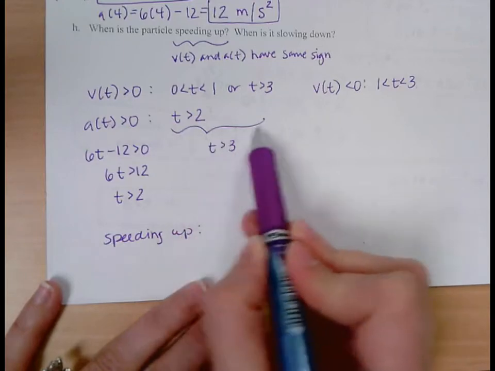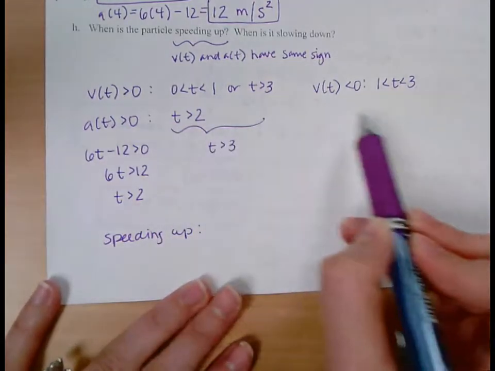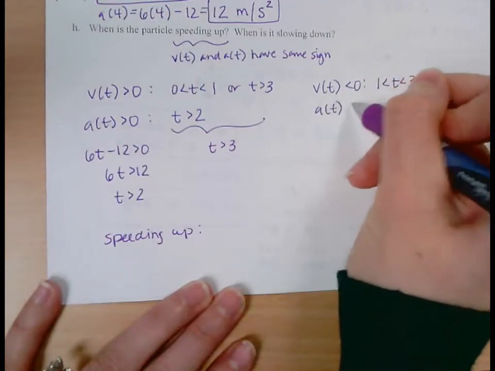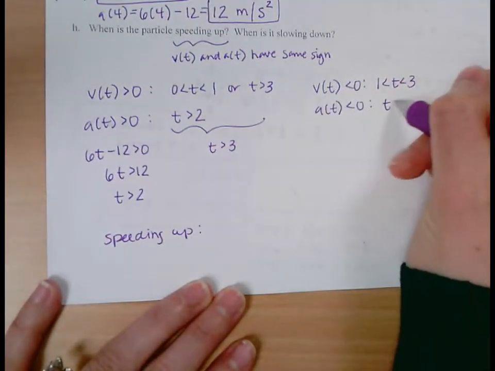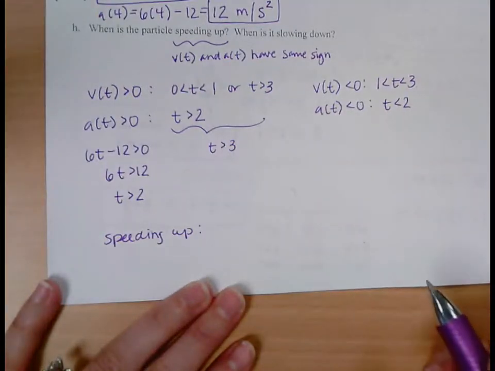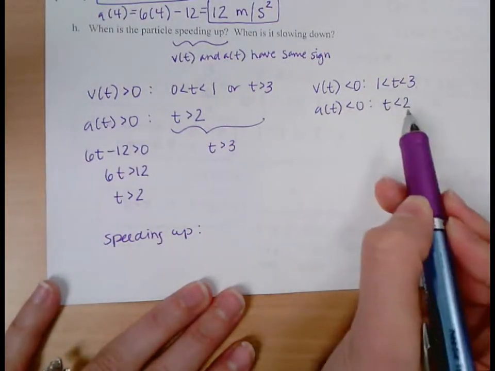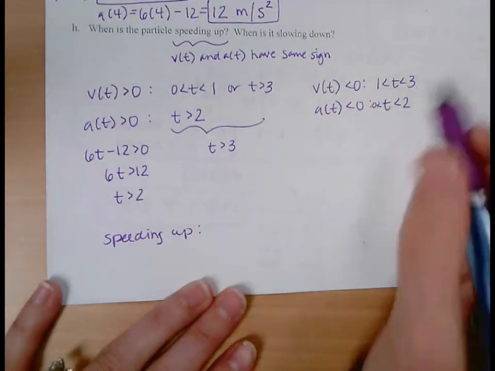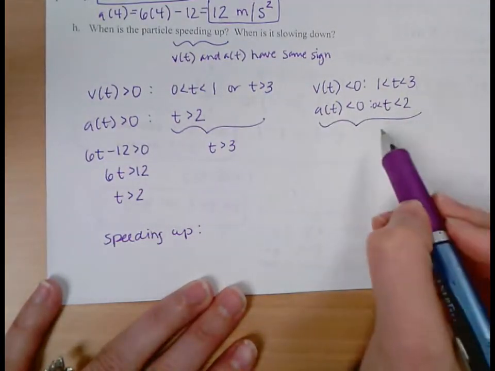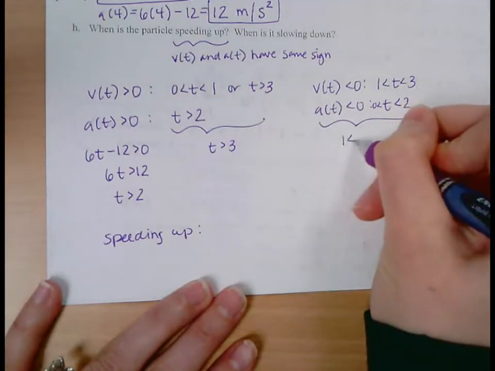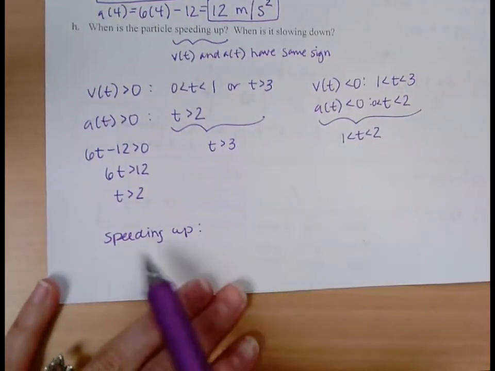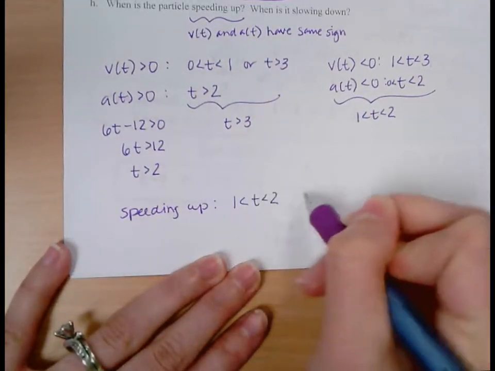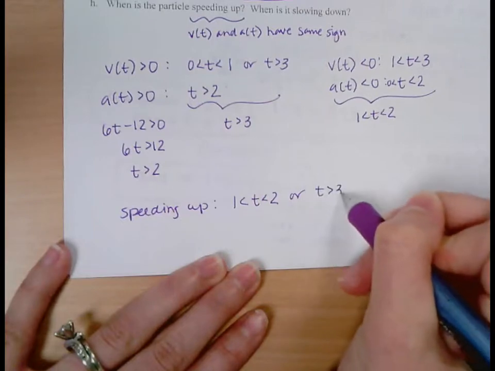And then acceleration will be negative when t is less than 2. And we could conclude being less than 2 really means you're between 0 and 2. So where is the overlap here? Between 1 and 2. So where is the particle speeding up? When t is between 1 and 2 or greater than 3.